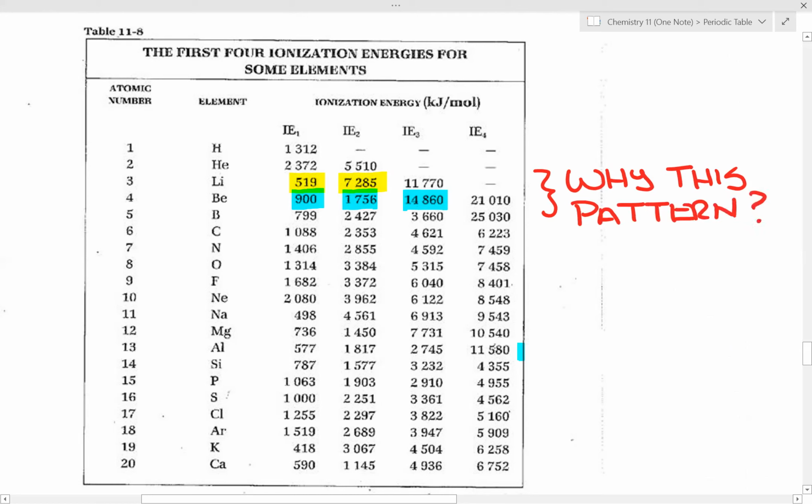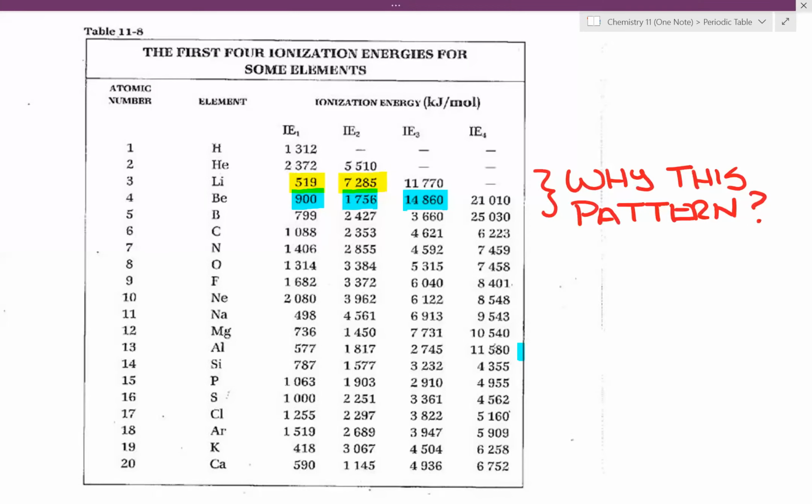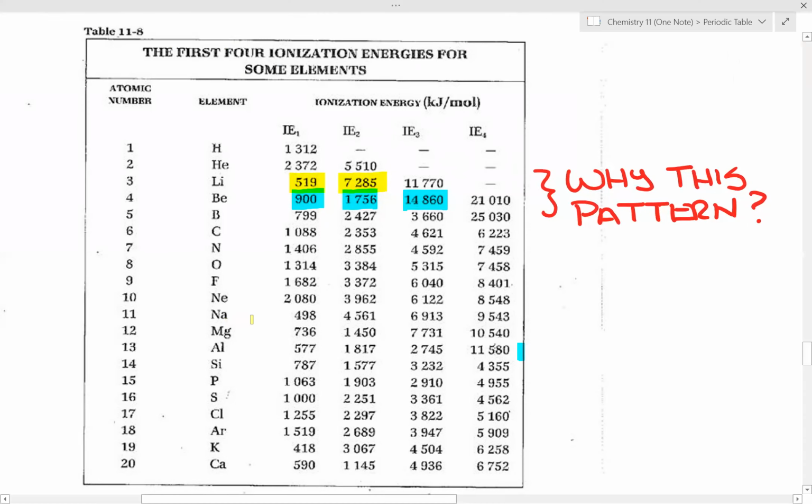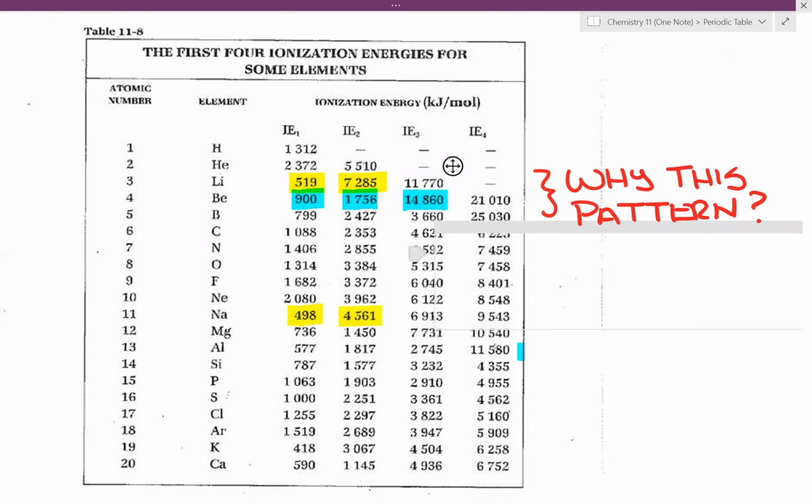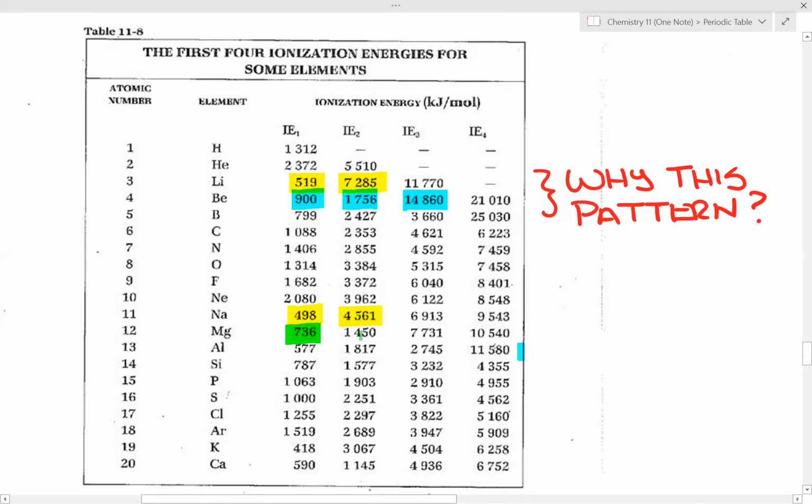And the same thing you will notice, it seems to repeat itself. If we look at sodium, very low, then jumps to 10 times. Magnesium goes from low to double to almost 5 or 6 times here. So what do you notice? Why this pattern? What's going on? To give you a hint, it's related to the shells, the electron configurations of these elements.